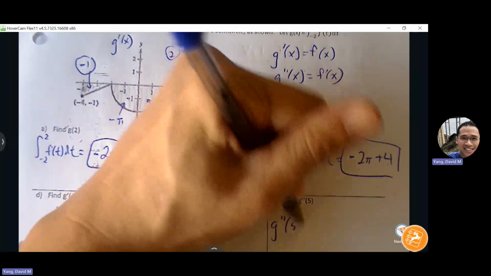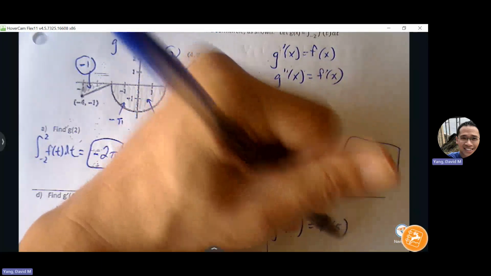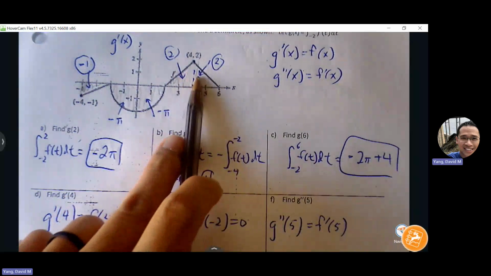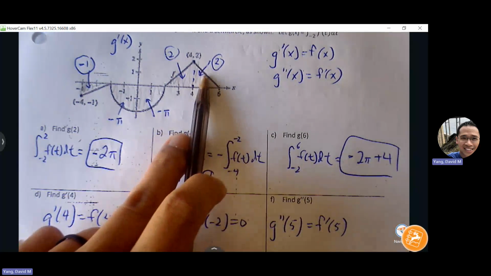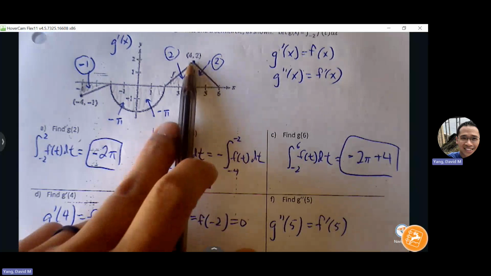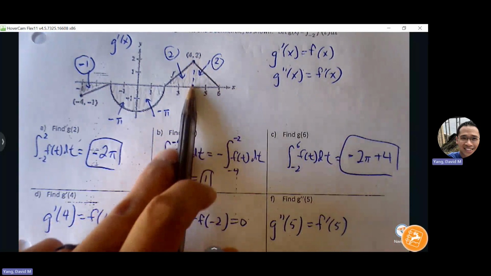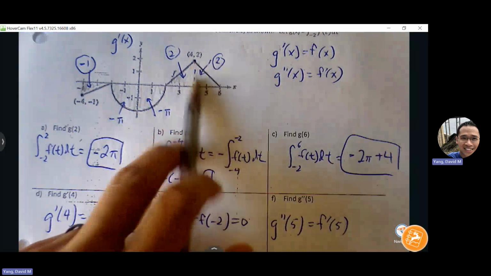G double prime of 5 is just f prime of 5. f prime of 5 is asking for the slope of the f graph at 5. That slope there, I just have to figure out the slope of this line. So I'll pick 2 points that I can find. Down 2 over 2. That's a slope of -1.